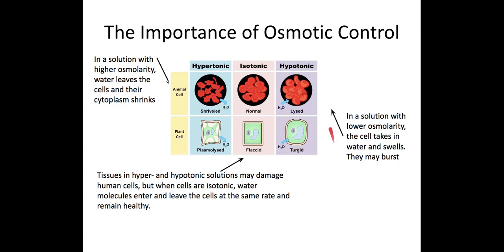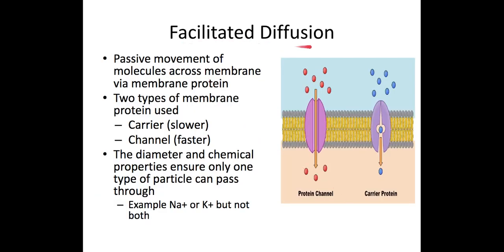In hypotonic solutions, or solutions with lower osmolarity, the cell will take in water rapidly and will swell, and it may burst or lyse as a result of this. In animal cells, this will be known as being in a lyse state, and in plant cells, this will be known as being in a turgid state. Although do keep in mind, plant cells actually cannot burst because of their cell wall. All right, moving on to facilitated diffusion.